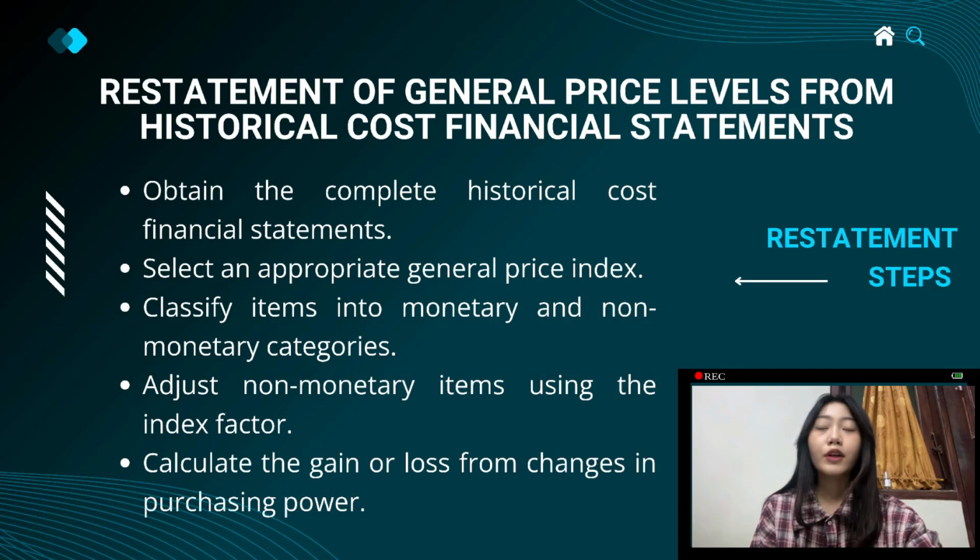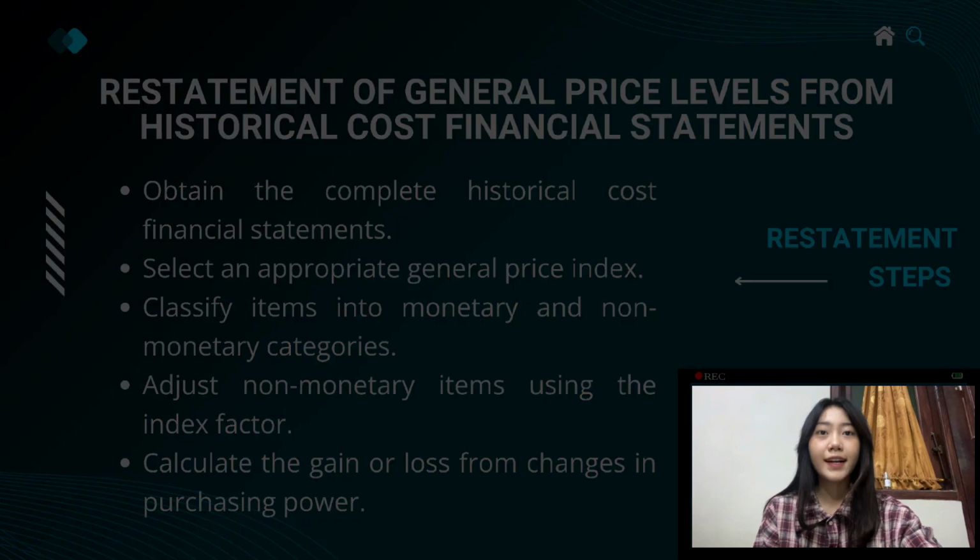Restatement steps. First, obtain the complete historical cost financial statements. Second, select an appropriate general price index. Third, classify items into monetary and non-monetary categories. Fourth, adjust non-monetary items using the index factor. And the last, calculate the gain or loss from change in purchasing power.